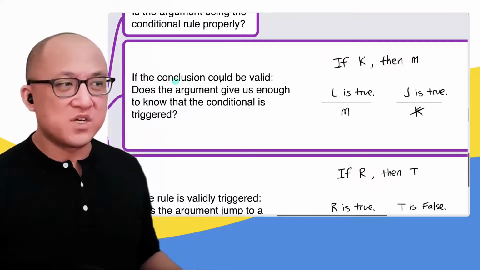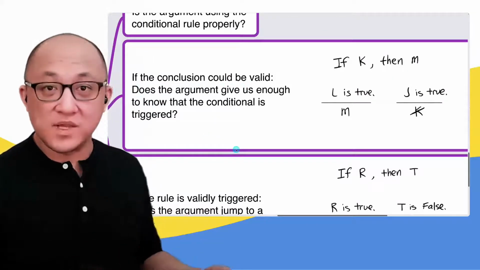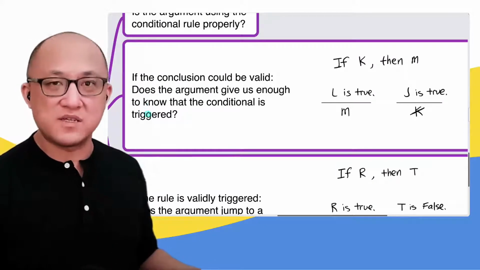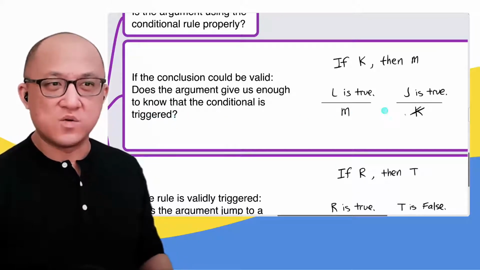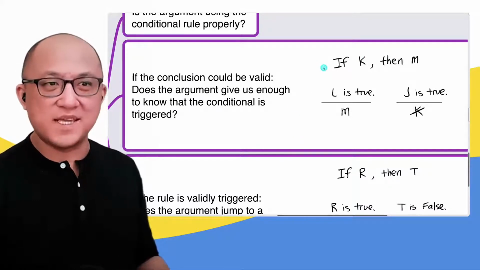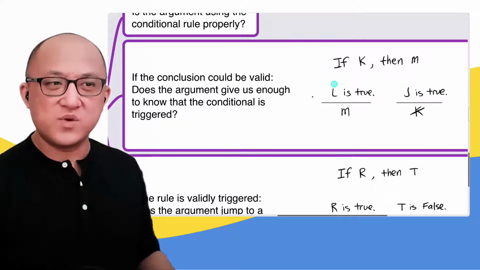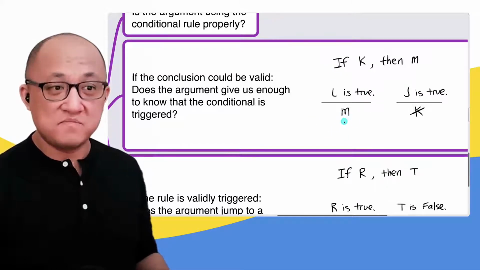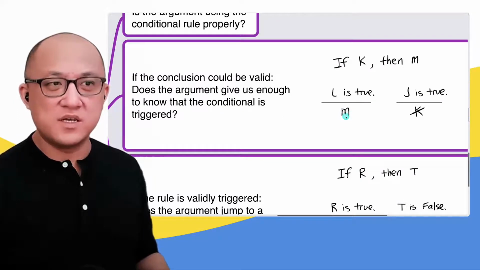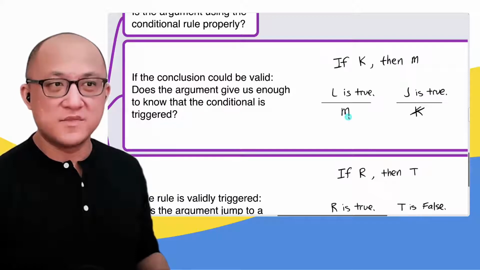Well, if the conclusion that they're drawing is something that could be valid, does the argument give us enough to know that the conditional is actually being triggered? And so take a look at these examples over here. If we have the conditional rule, if K then M, then in this first example argument, D, therefore M, that is something that I could validly conclude, right? But what's the information that I would want to prove that M is true? Well, I would want to know that K is true.